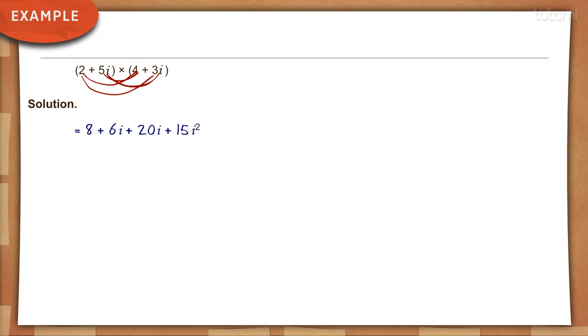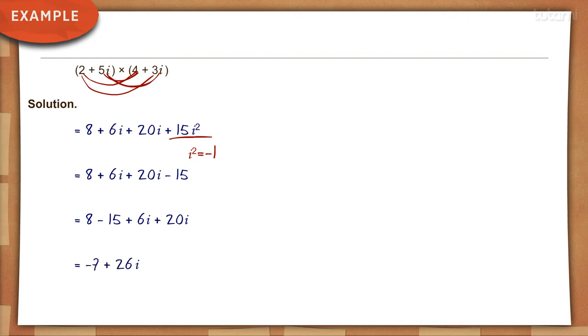Now, let's evaluate 15i squared. Since i squared is equal to negative 1, the last term ends up simplifying to negative 15, and then we have to add up the like terms, right? So we have 8 minus 15 plus 6i plus 20i. So our final answer in the standard a plus bi form is negative 7 plus 26i.